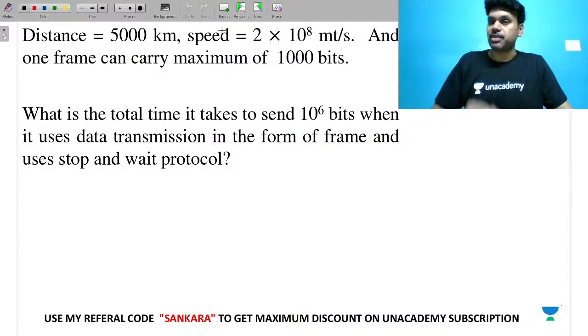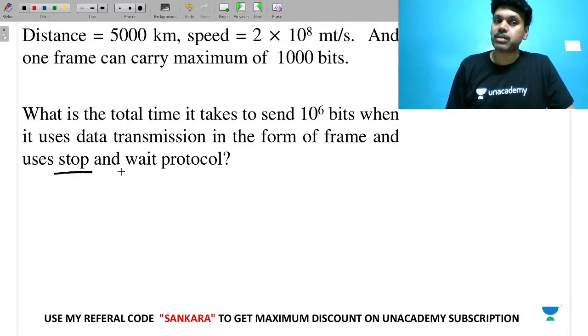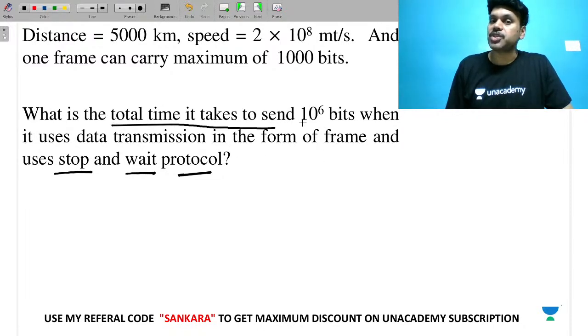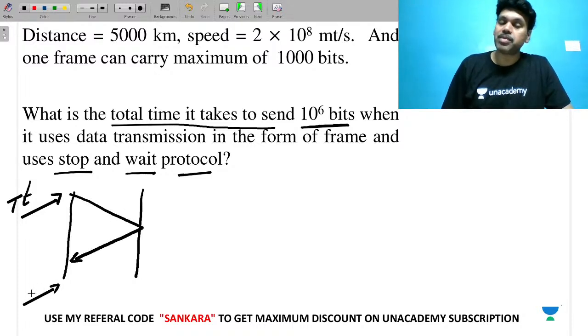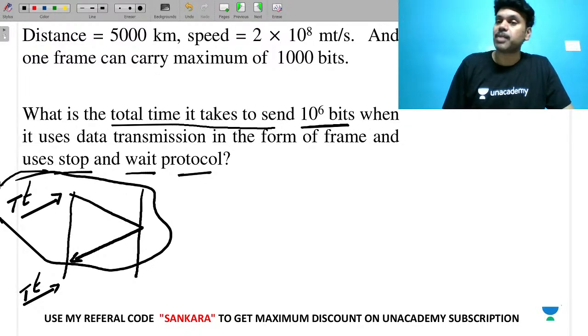Let us see the second question. He is asking a question on stop and wait protocol. So what is his intention? His intention is: what is the total time it takes to send 10 power 6 bits? What is the meaning of total time? Total time is nothing but, let me give you a figure. I have transmitted your data using a TT and I am supposed to get an acknowledgement to transmit the next frame, TT. So this is completely called your total time.